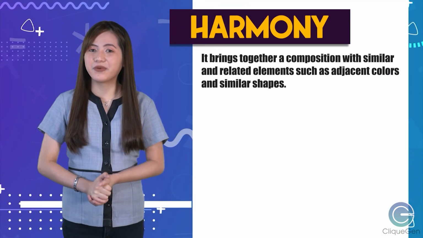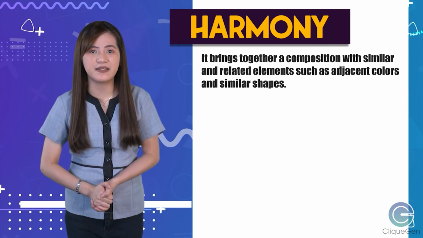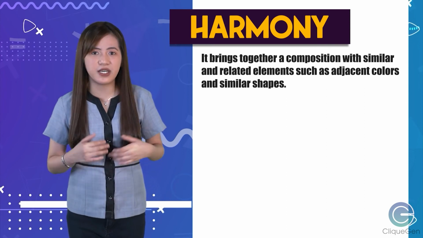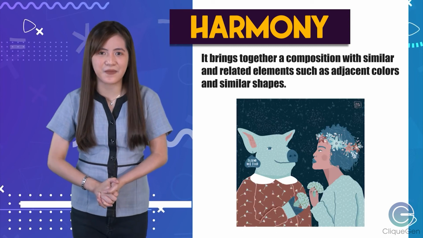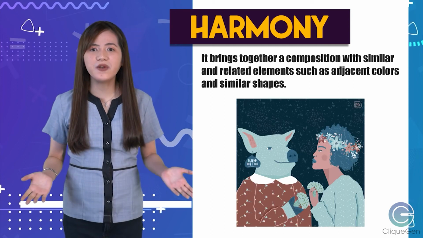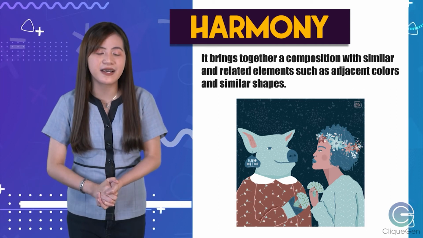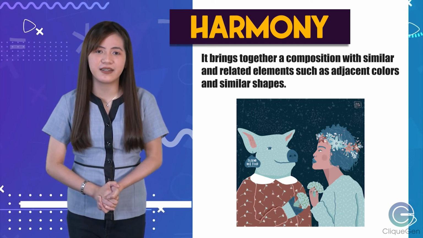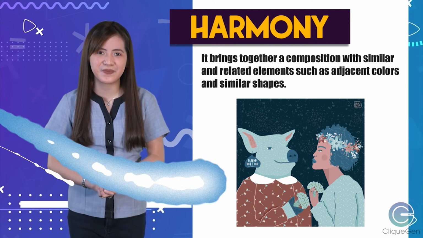Harmony. It brings together a composition with similar and related elements, such as adjacent colors and similar shapes. Here is an example. Harmonious elements have a logical relationships, connections, alignment, or progression. They work together and complement each other.